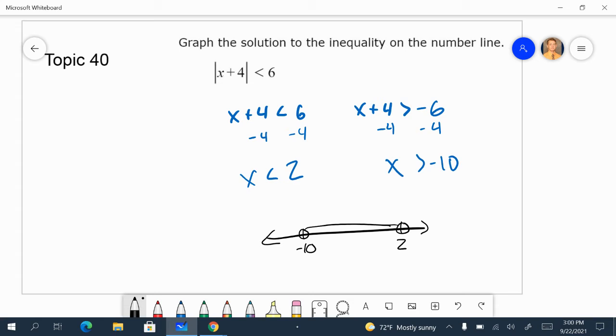And you could test it out. You could test out negative 9 in there. Negative 9 plus 4 is negative 5. If you take the absolute value of negative 5, you'll get a positive 5. And yes, 5 is less than 6. So that works. Same thing up here on this end. If we were to test a 1 out, 1 plus 4 is also 5, and 5 is less than 6. So everything between there should work. Everything outside is not going to work.